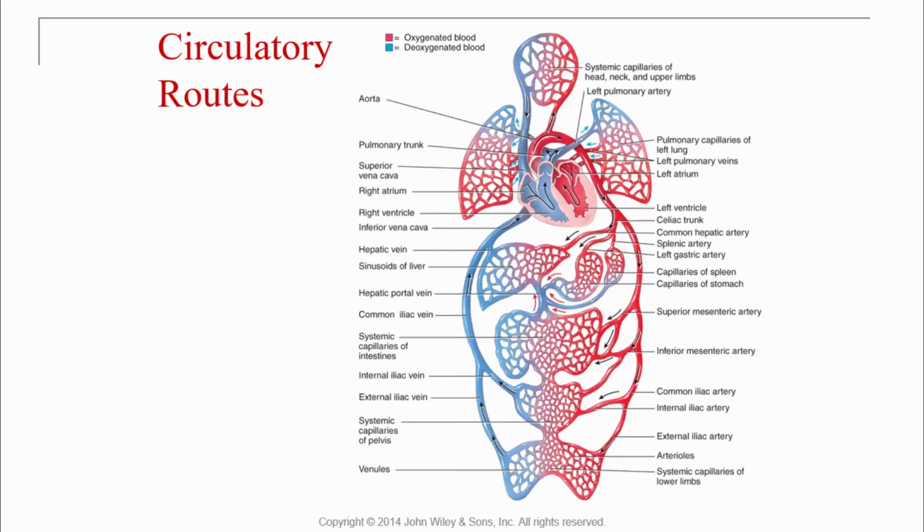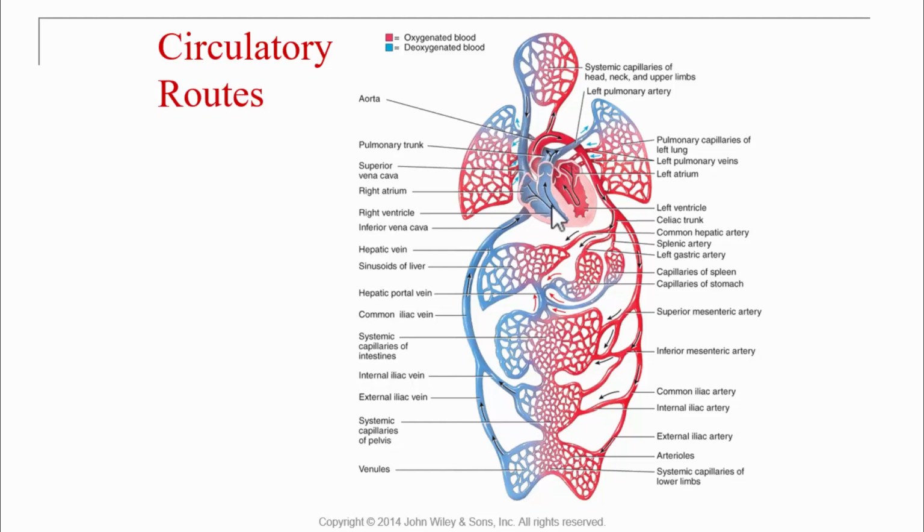Now, looking at the circulatory routes, the right ventricle is going to pump blood through the pulmonary trunk and then through the pulmonary arteries to the lungs. The lungs are going to take the carbon dioxide out of the blood and put oxygen back into the blood, and then through the pulmonary veins, the blood will go back to the left atrium. Now this is our pulmonary circuit.